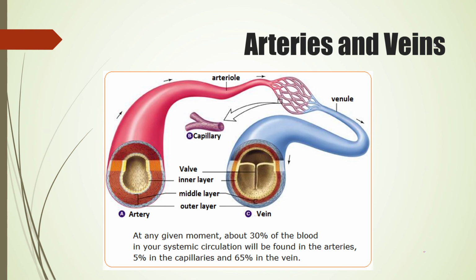The major differences: arteries carry oxygenated blood, veins carry deoxygenated blood. Arteries are deeply situated, veins are superficially situated. Arteries do not have valves, whereas veins have valves. Now let us study about the capillaries.